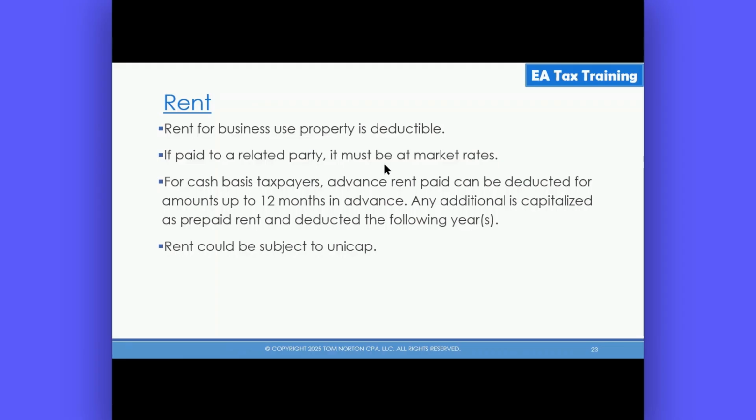We talked about this back when we were talking about accounting methods, but we used prepaid insurance as our example. But this is the same idea. Remember the 12-month rule. Even if you pay the amount now and you're a cash basis taxpayer, you can only deduct the amounts for 12 months in advance. Any amounts further out than that, you set up on your balance sheet, you capitalize it as prepaid rent, and then each year, as you pay that rent, you take the expense and you reduce that prepaid rent asset that is on your balance sheet. And rent could also be subject to UNICAP.